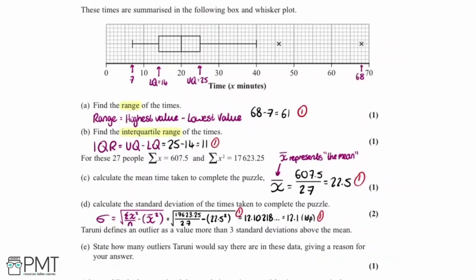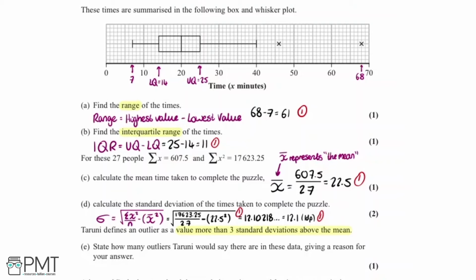So next it says Tarunu defines an outlier as a value more than 3 standard deviations above the mean. Part E says we need to state how many outliers Tarunu will say there are in these data, giving a reason for your answer. And this is for 1 mark. So I'm going to focus in on this bit here where it says an outlier is defined as a value more than 3 standard deviations above the mean.